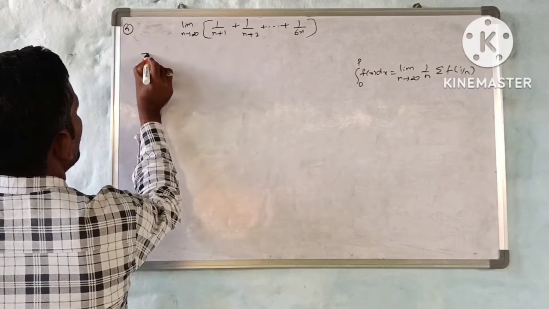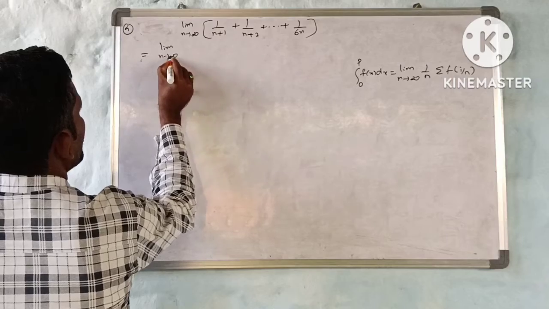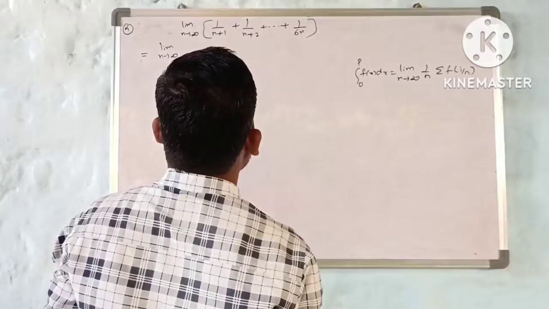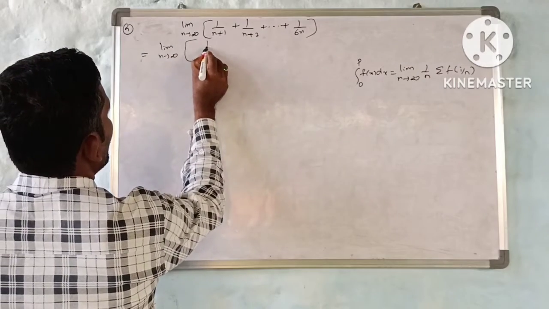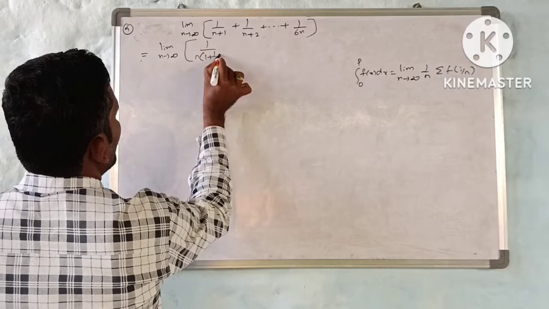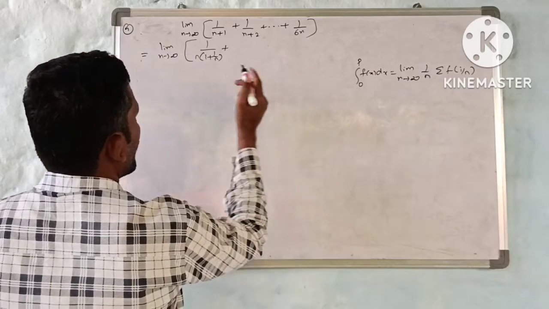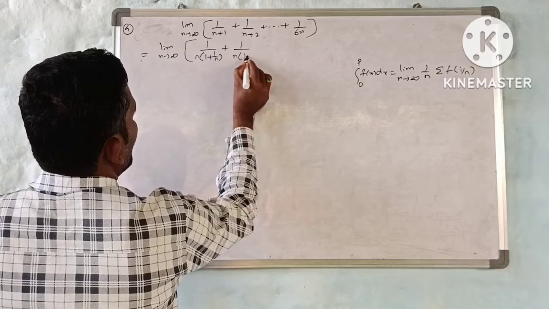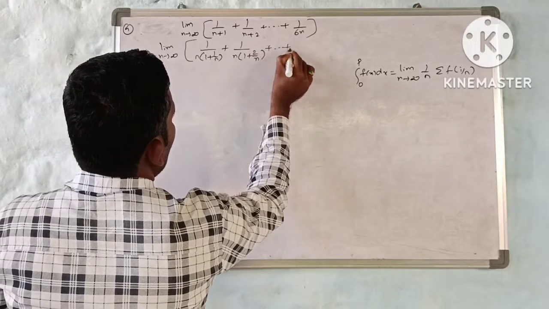Given this one, limit n tends to infinity. In this one you have to take 1 by n common. So 1 by n has to come out, so from the first term also n taking common, 1 plus 1 by n, and n common has to come out, so n taking common here also, 1 plus 2 by n, and so on.